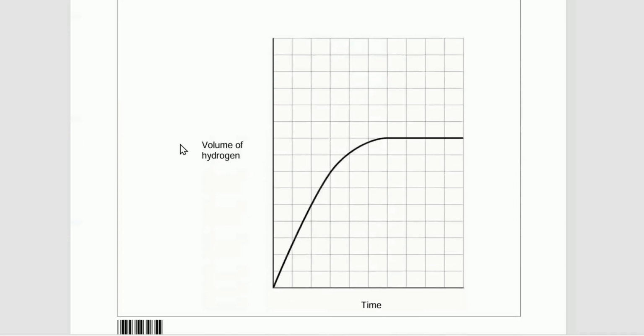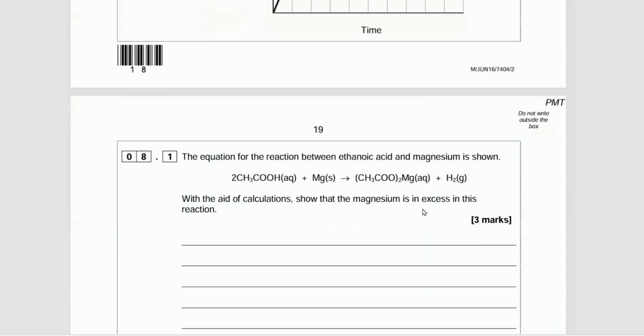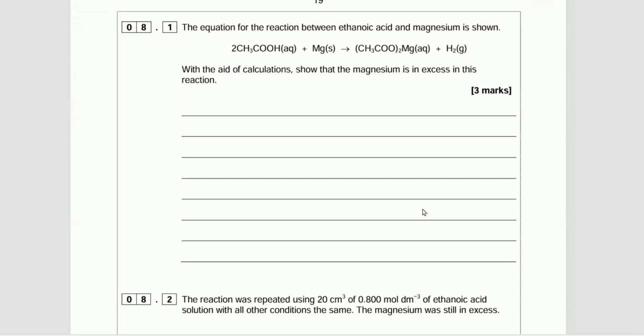So here's Figure 6. We've been given the volume of hydrogen. We can see that's going up over time on the x-axis, and then it levels off at a certain point. Okay, 8.1, the equation for the reaction between ethanoic acid and magnesium is shown. We've got 2 molecules of ethanoic acid, aqueous, plus magnesium, solid, goes to magnesium ethanoate and hydrogen gas. With the calculations, show that magnesium is in excess in this reaction.